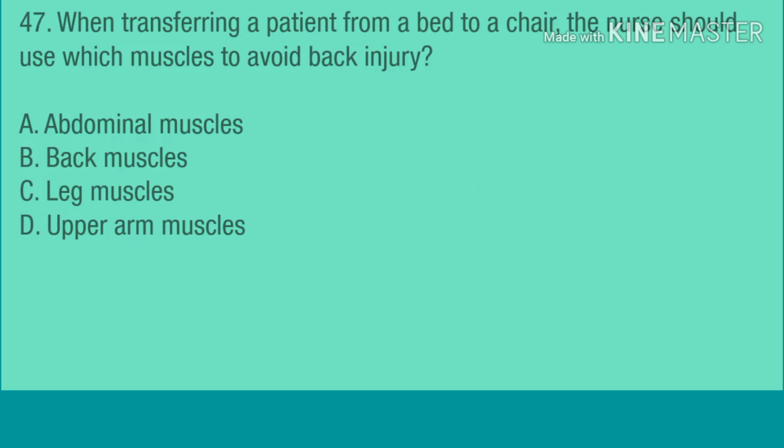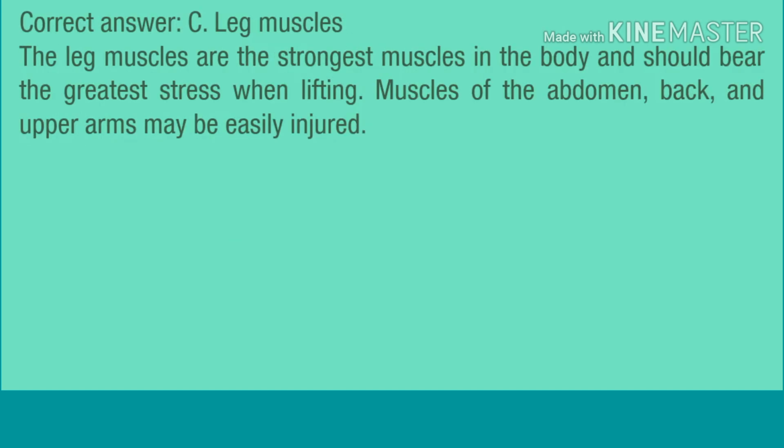Question 47. When transferring a patient from a bed to a chair, the nurse should use which muscles to avoid back injury? A. Abdominal muscles. B. Back muscles. C. Leg muscles. D. Upper arm muscles. Correct answer, C. Leg muscles. The leg muscles are the strongest muscles in the body and should bear the greatest stress when lifting. Muscles of the abdomen, back, and upper arms may be easily injured.